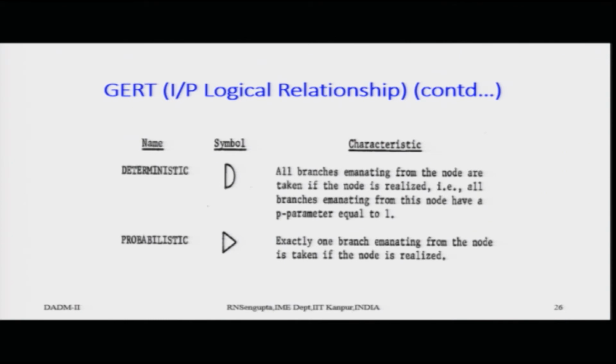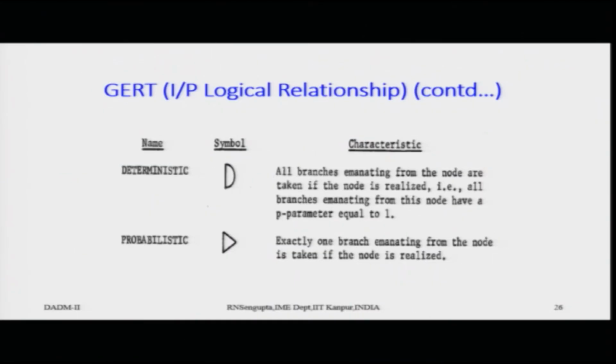If all the branches emanating from the node are taken when the node is realized, that is, all the branches emanating from this have a p parameter equal to 1. If you find the probability of traversing those paths, it is obviously 1, that is they have to be traversed. In the initial case the paths would be taken with probability 1, and in the second case, when they are probabilistic, exactly one branch emanating from the node is taken if the node is realized.